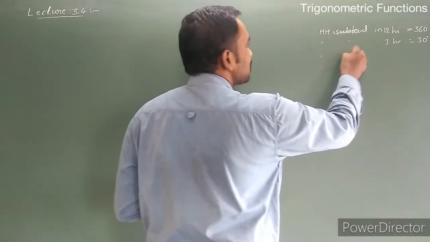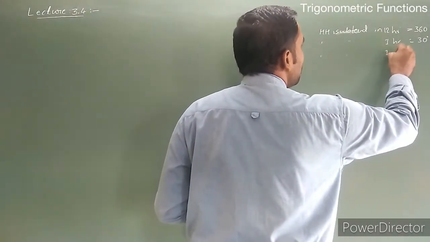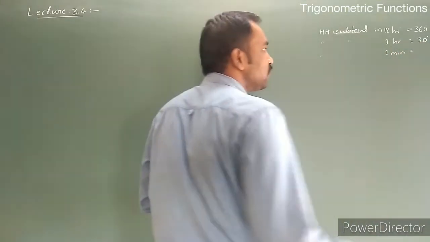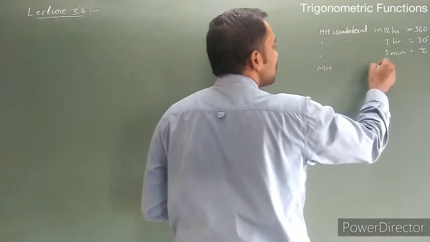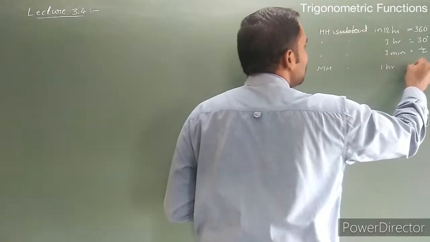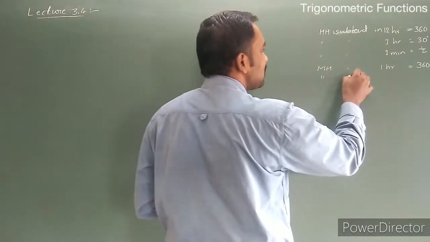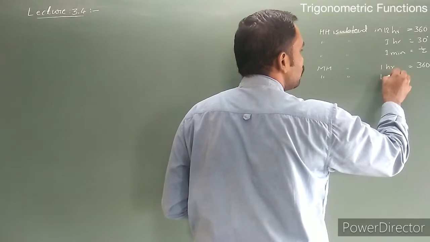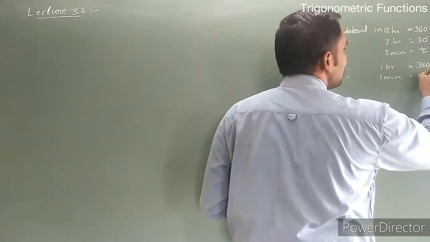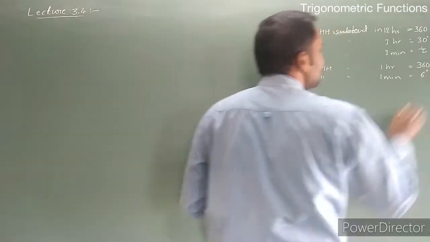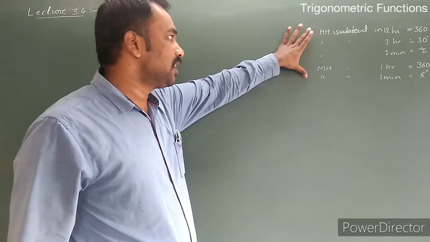Next, the hour hand subtends an angle in 1 minute. What is the angle? That is 1 divided by 2. Similarly, the minute hand subtends an angle in 1 hour equal to 360 degrees. And the minute hand subtends an angle in 1 minute equal to 360 divided by 60, which is 6 degrees. These are the 5 points we have to remember here.